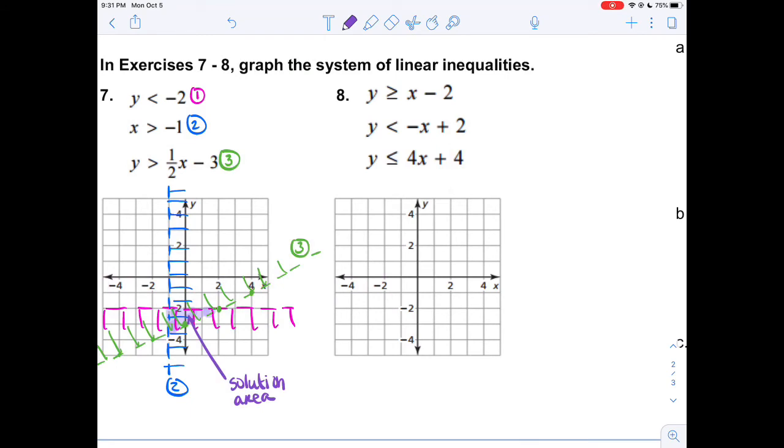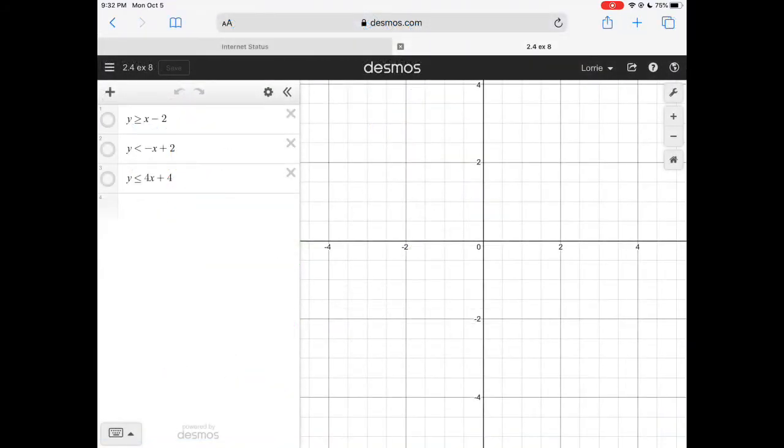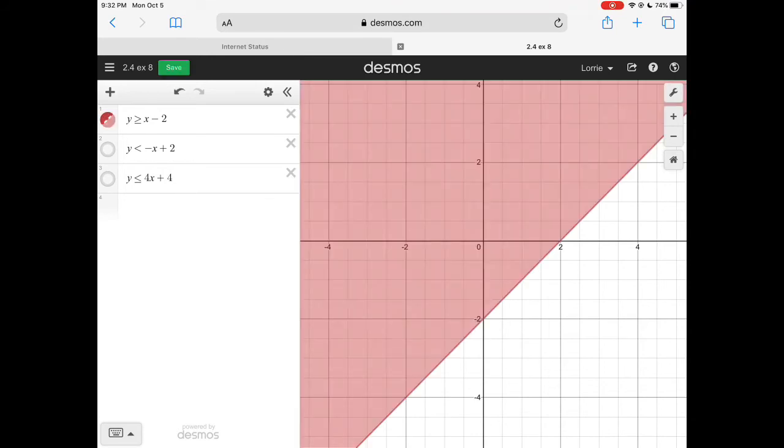Let's now take a look at problem number 8. Again, I'm going to use Desmos to help me visualize this, and then we'll come back and graph. So let's go over to Desmos. Here in Desmos, I've got my 3 inequalities, and I'm going to bring them in one at a time. Y is greater than or equal to x minus 2. We're expecting a solid line, and we're expecting shading to be above it. And there we go. There's our kind of pinkish red.